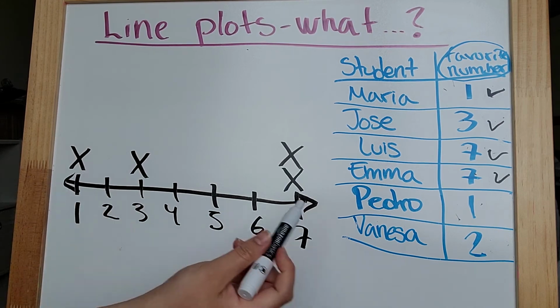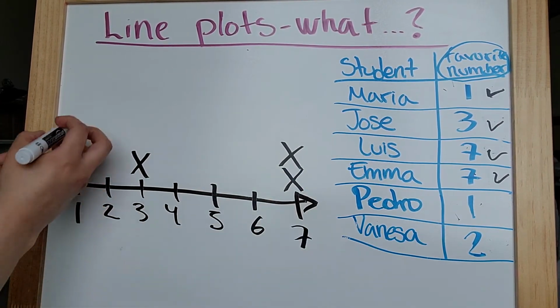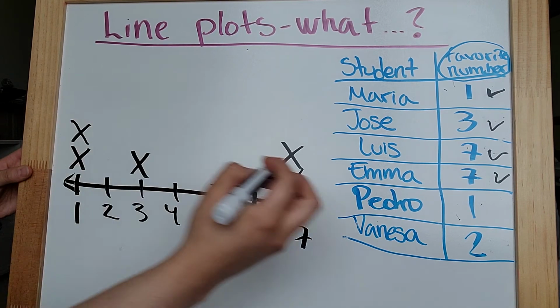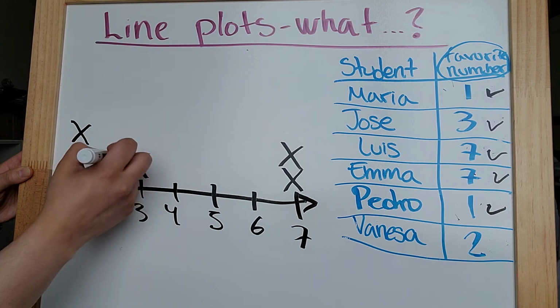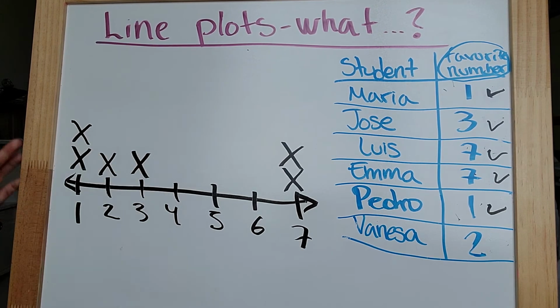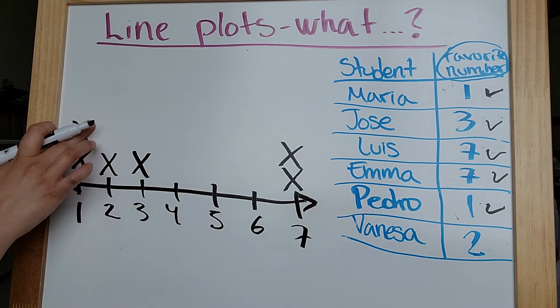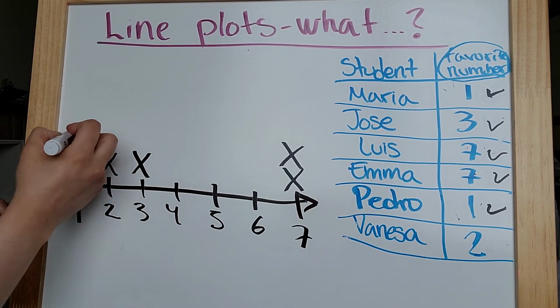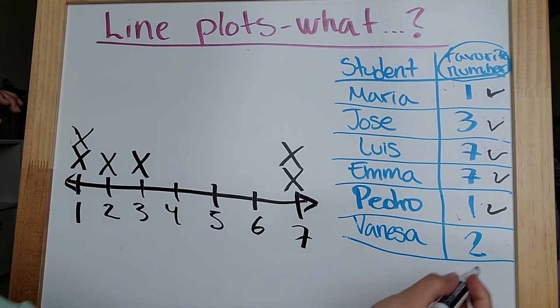Okay. So I already did 1, 2, 3, 4, 1, 2, 3, 4. Okay, so I'm in Pedro. He likes number 1. And Vanessa likes number 2. Okay, so this way I can clearly tell which ones are even, which one has the most, and which one has the least. Oh, and I forgot to mark it.